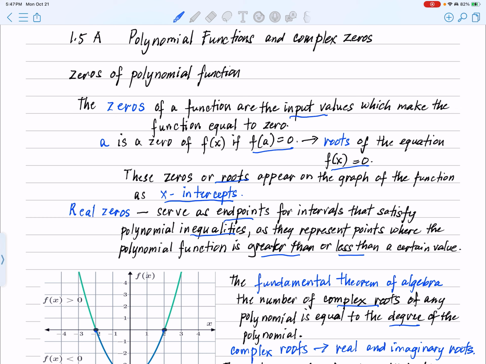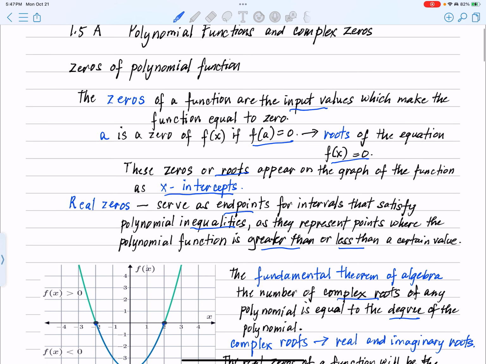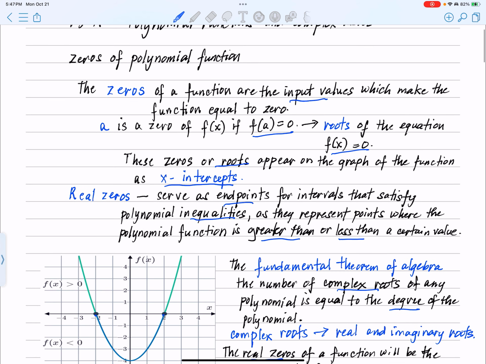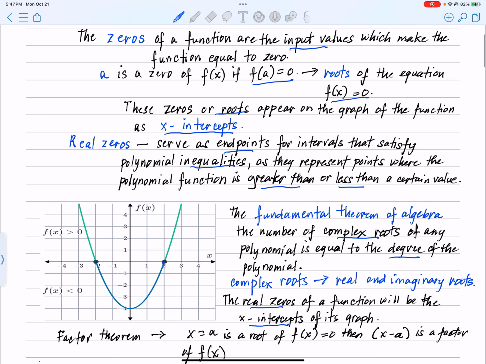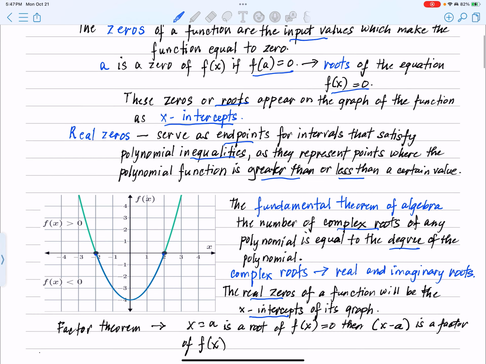The term zeros of a function are the input values which make the function equal to 0. A is a zero of f of x if f of a is equal to 0. That is the roots of the equation f of x equals 0. These zeros or roots appear on the graph of the function as x-intercepts.